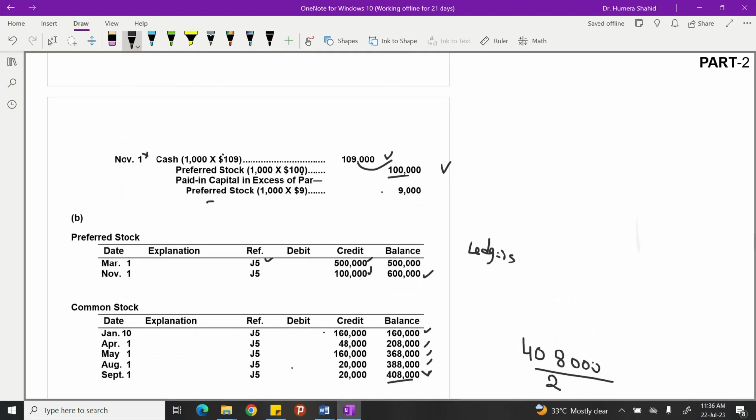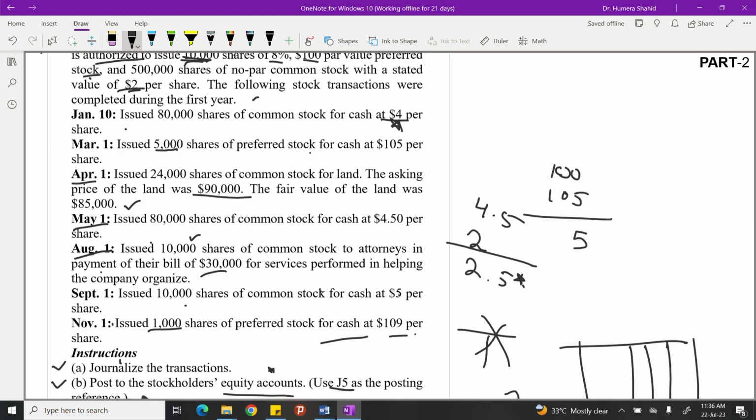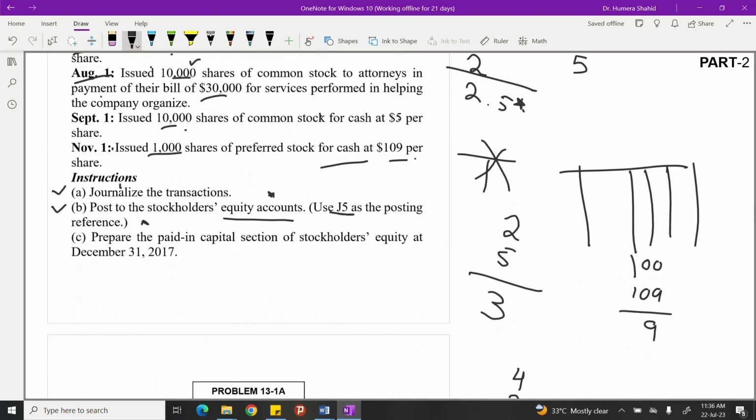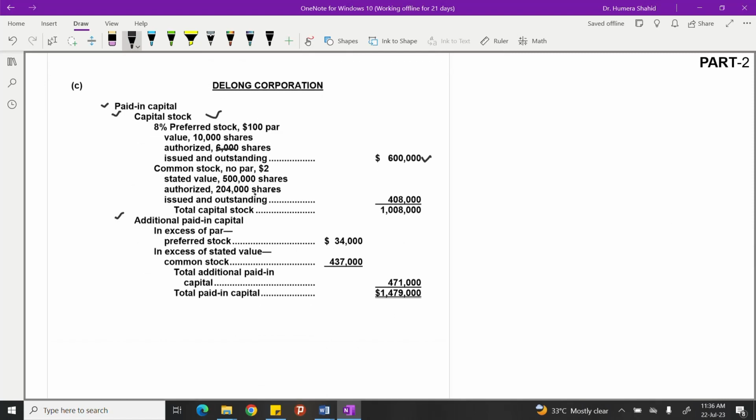Or the other way is add all the shares you have issued. That's a little time consuming, so you can do it both ways. 80,000 plus 24,000 plus 80,000 plus this 10,000 plus this 10,000. So if you add all of them, you will get 204,000.